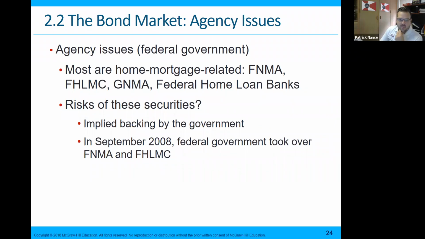And agency issues with the federal government. Most home mortgages are related to FNMA, that's Fannie Mae, and the Federal Housing Commission and federal home loans, and all these have a very high amount of loans and lending within them. The risk of these securities, it's implied that it's backed by the government, and in September 2008, the federal government did take over Fannie Mae and the Federal Home Loan Mortgage Corporation, which is FHLMC.